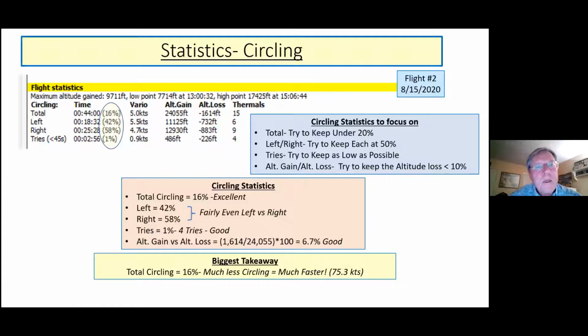So you want to go straight as much as you can, obviously, when you're trying to go cross country. You're in a race, whether you know it or not, because you're racing against time, because there's only a certain number of available hours in the day that lift is being generated. So you're always racing against the clock. And going the wrong way and making mistakes with tries certainly wastes a lot of time. So altitude gain versus loss was good as well, 6.7%. So overall, this was a much better flight in some regards. Talk about that next.